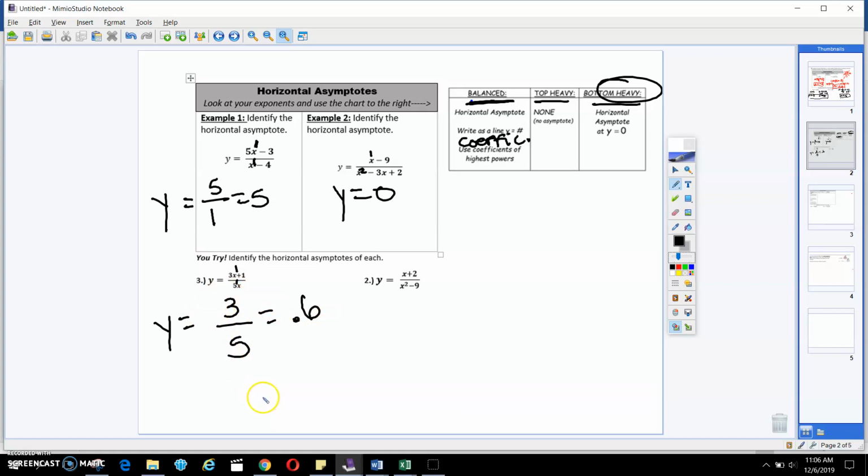Okay. On number 2, if we look at our exponents, we've got 1 in the numerator and 2 in the denominator. So this is going to be bottom heavy. So y is going to equal 0.